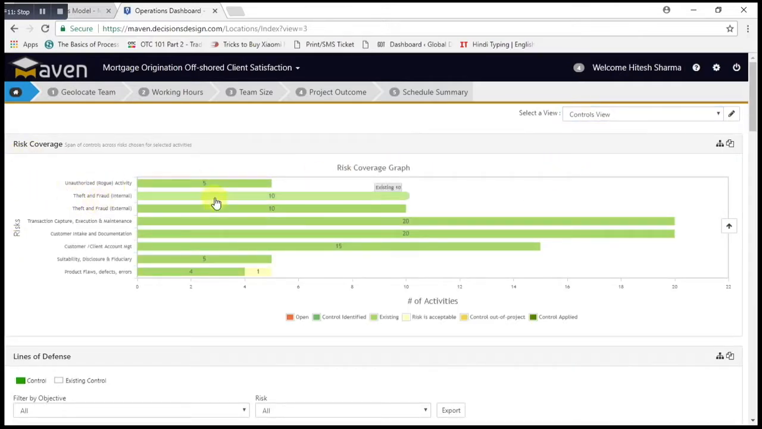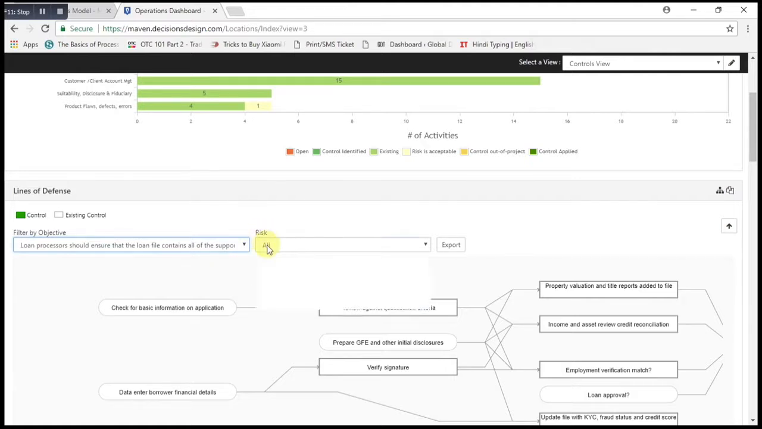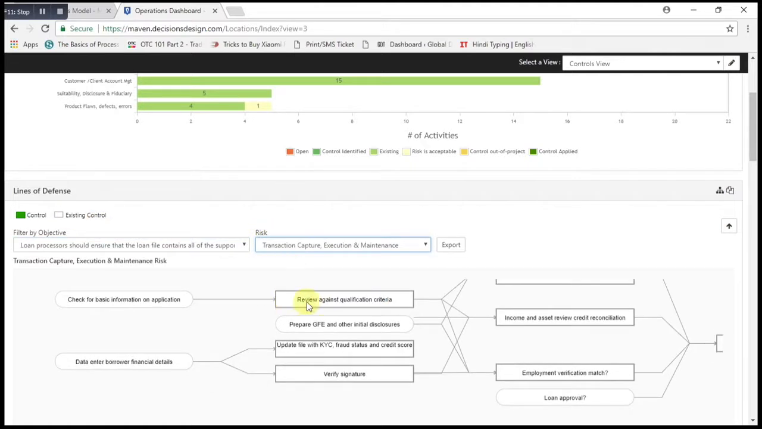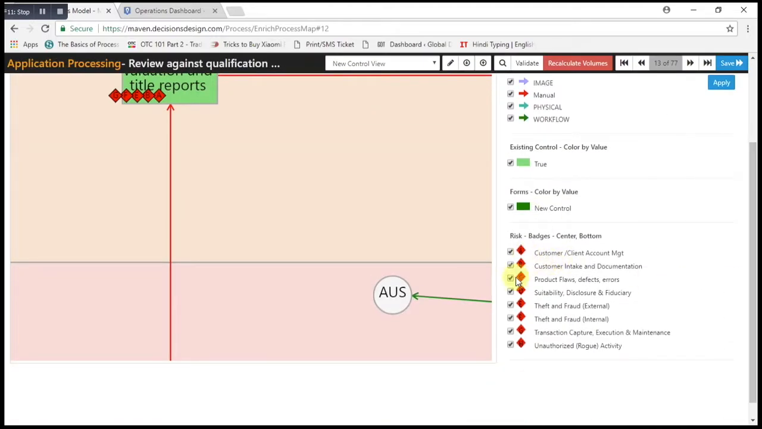Existence of control by Basel risk type for a process: open risks, controls present, acceptable risk. Adequacy, through lines of defense: is a process over, under or rightly controlled. Specific process areas to focus on while solving for controls.